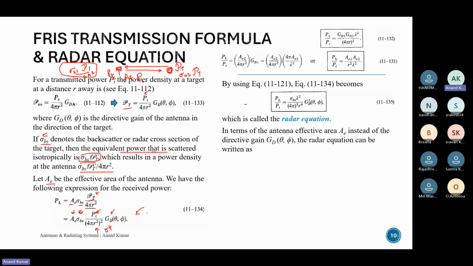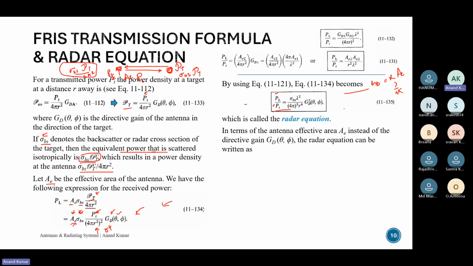Rearranging this expression, we substitute AE in terms of GD. We have the relationship that GD is equal to K times AE, where K was something like 4 pi upon lambda squared. Using that in the previous expression, we get this expression, which is the ratio of the received power versus transmitted power.